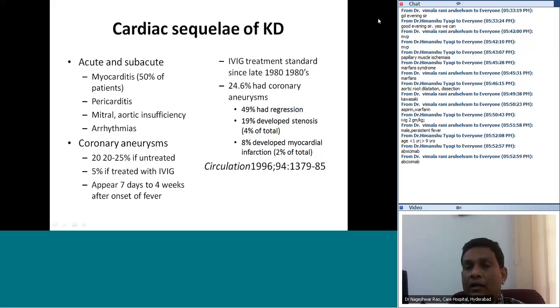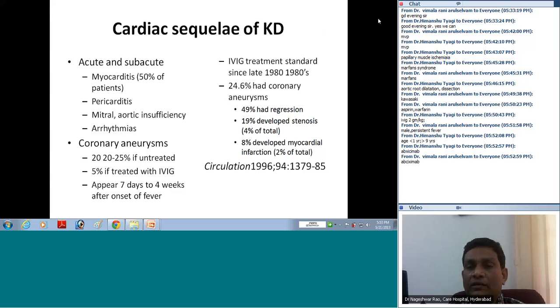And if you follow these 20 to 25% with coronary aneurysms, nearly 50% regress, and 19% may develop stenosis, and some of the patients may develop a myocardial infarction during the course of this aneurysm. So those who are having aneurysms, it's a must to give oral antiplatelets or anticoagulants based on the type of the aneurysm and the size of the aneurysm.